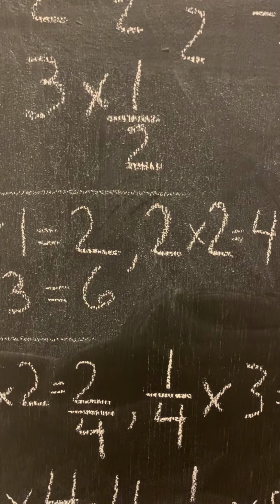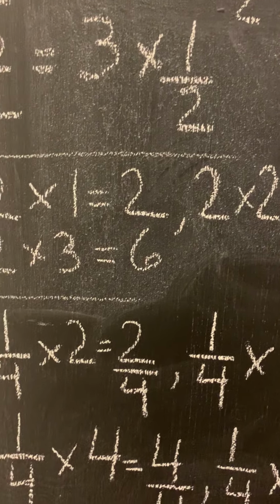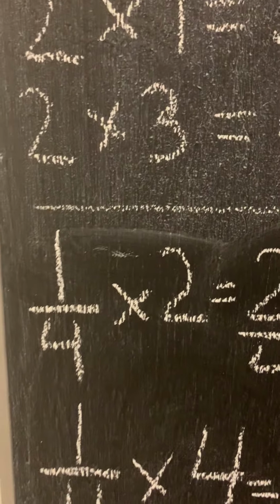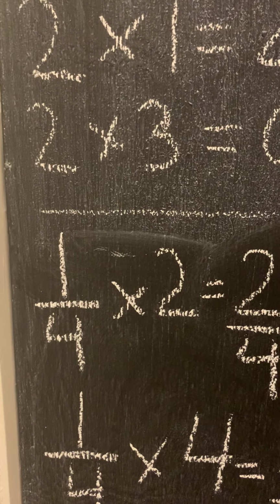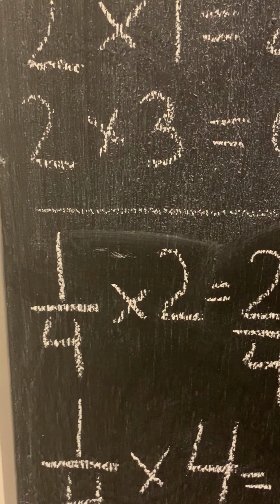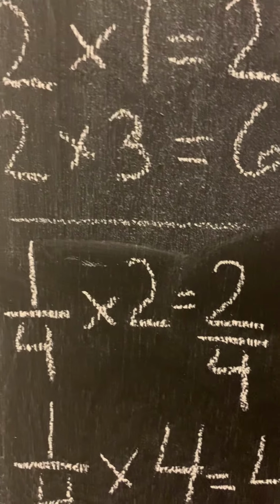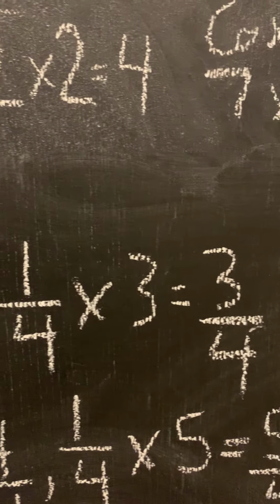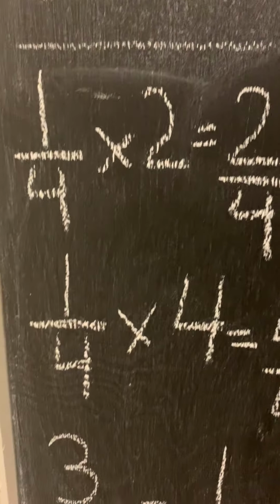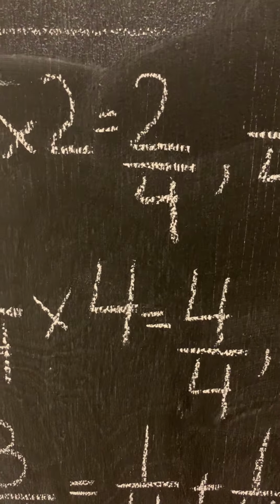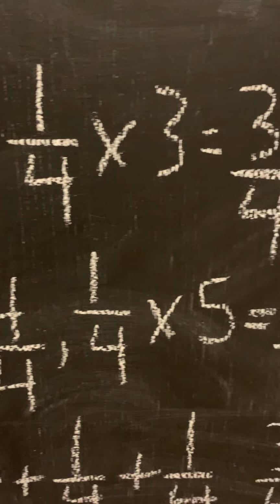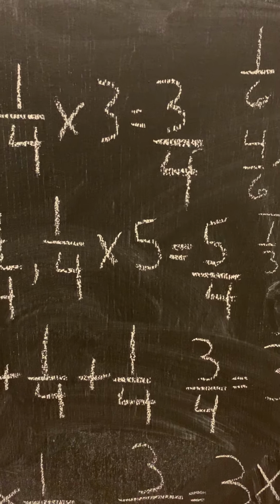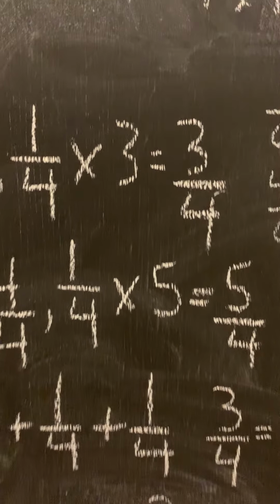Well, what if I ask you for multiples of a fraction? That'd be really easy actually, right? We'd start with 1/4 × 1 would be 1/4, but let's jump to 2, 1/4 × 2, 2/4. 1/4 × 3, 3/4. 1/4 × 4, 4/4. 1/4 × 5, 5/4. Okay, and where are we?